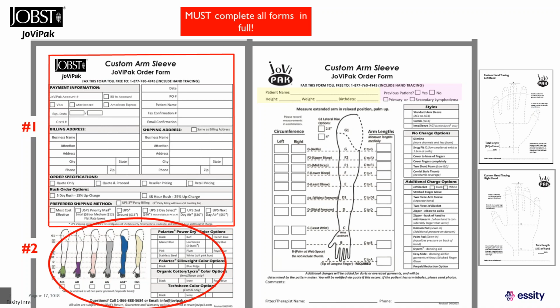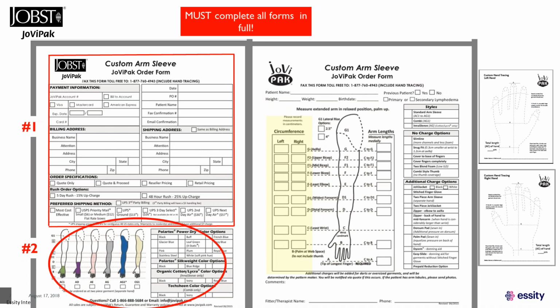Tell us if we made a garment for your patient in the past. Tell us if we're making a garment for a primary or a secondary lymphedema. This is imperative because it indicates which way the continuous flow channels will be drafted for the pattern of the garment which we are making.